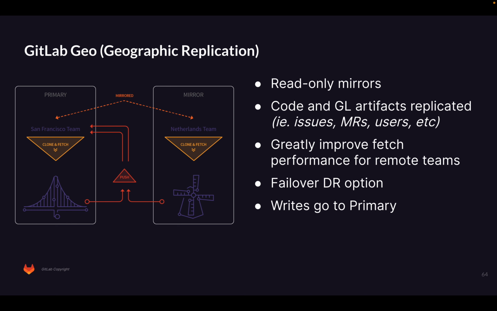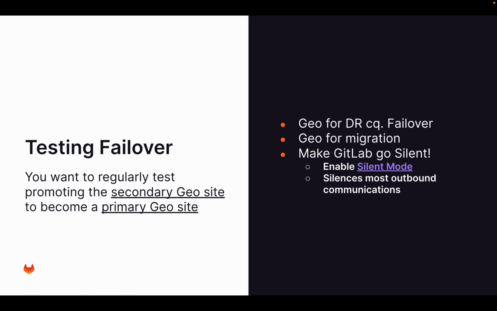So that's a few different ways of using Geo. The installation is a bit more complex, but very useful in large installations. I discussed this disaster recovery or failover situation where you want to have a secondary to be able to act as a primary. Now you want to also test that. If you want to do that, then another option is to put GitLab in silent mode.